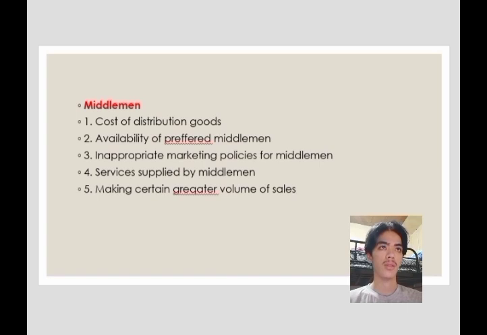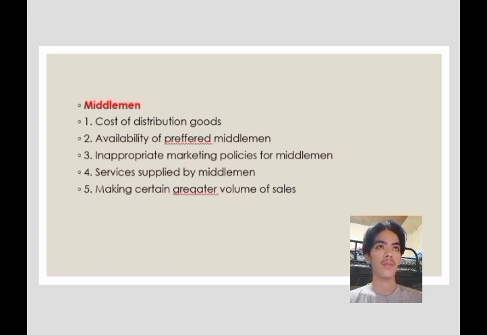Important factors on the choice of a particular middleman are explained below. First, we have cost of distribution of goods. Cost of distribution using middlemen is one of the chief concerns to be thought of by the manufacturer. There will be an increased cost of product for higher cost of distribution. Therefore, the manufacturer must choose a middleman that is cost effective.